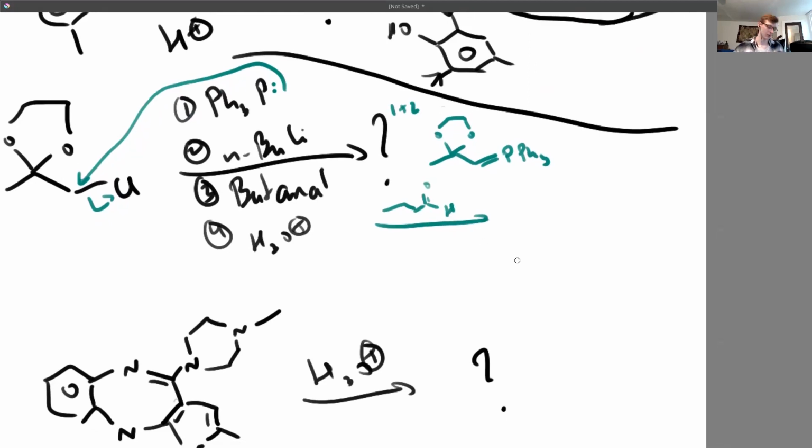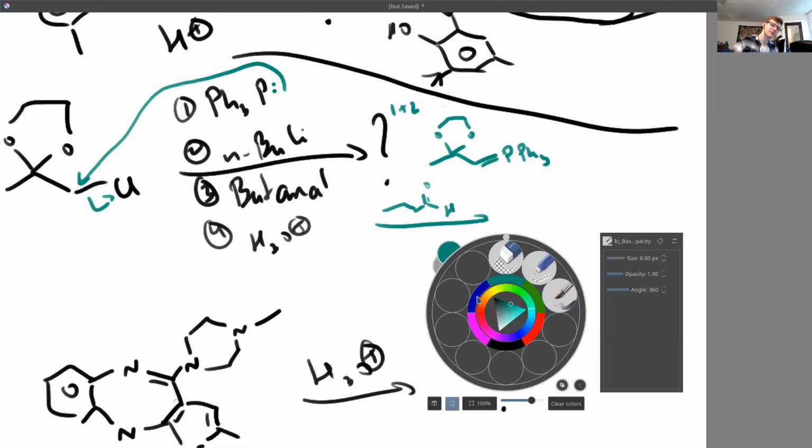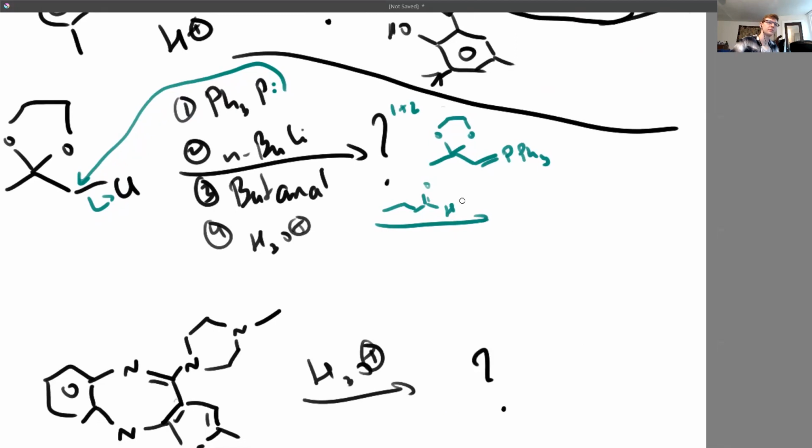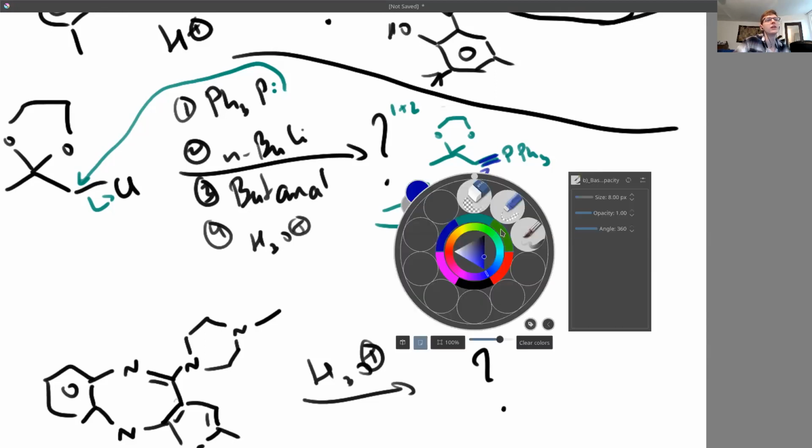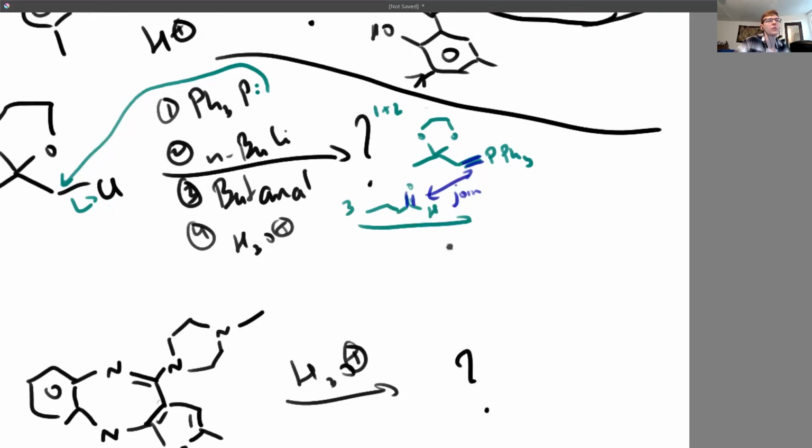Okay, and so now what does the Wittig reaction do? The double bond onto that P group will essentially be where that aldehyde is, where the carbonyl is, and then you'll attach all that extra stuff. Yeah, so here we join these two. So this is step 3.